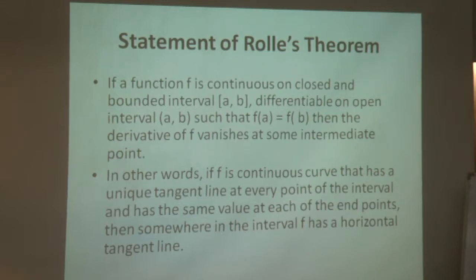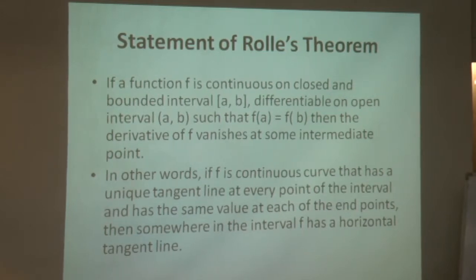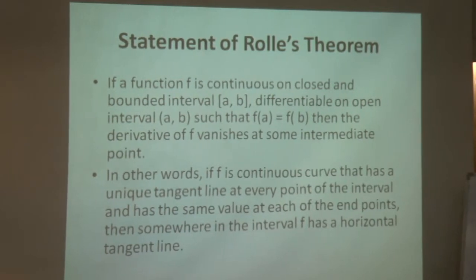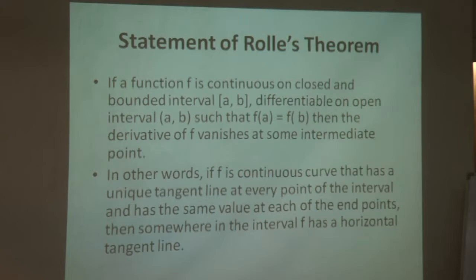Let us look at the statement of Rolle's theorem quickly. As we already know, if the function f is continuous on a closed and bounded interval, differentiable on the open interval, satisfying the condition that f of a is equal to f of b, then the derivative of f vanishes at some intermediate point. In other words, if f is a continuous curve that has a unique tangent line at every point of the interval and has the same value at each of the end points, then somewhere in the interval f has a horizontal tangent line.